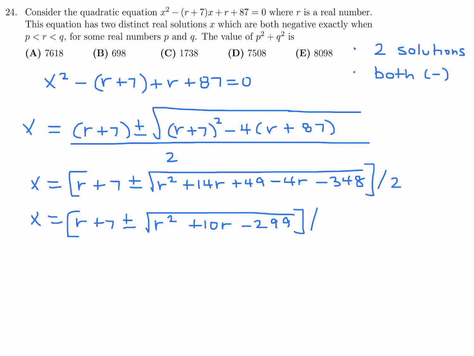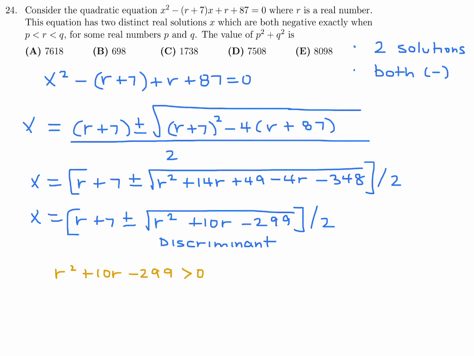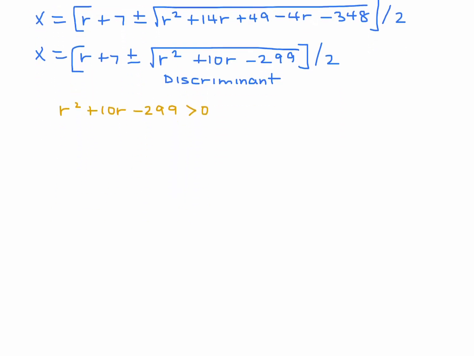Okay, so this is the discriminant right here, and I'll write it out. And I had previously mentioned the discriminant in this case has to be greater than 0. So r squared plus 10r minus 299 has to be greater than 0. If it was equal to 0, we would only get one root, and we need two roots. So let's work with that. r squared plus 10r minus 299 has to be greater than 0.